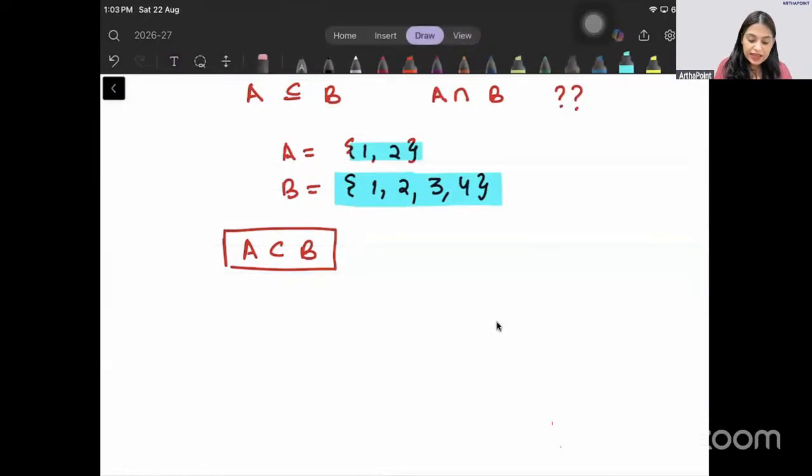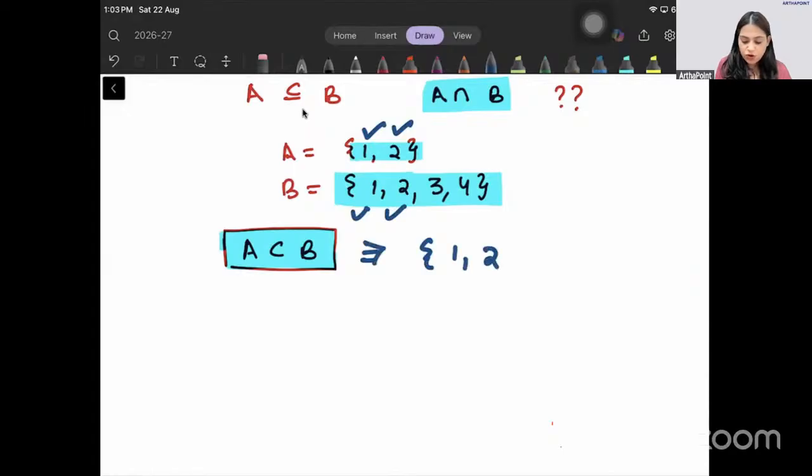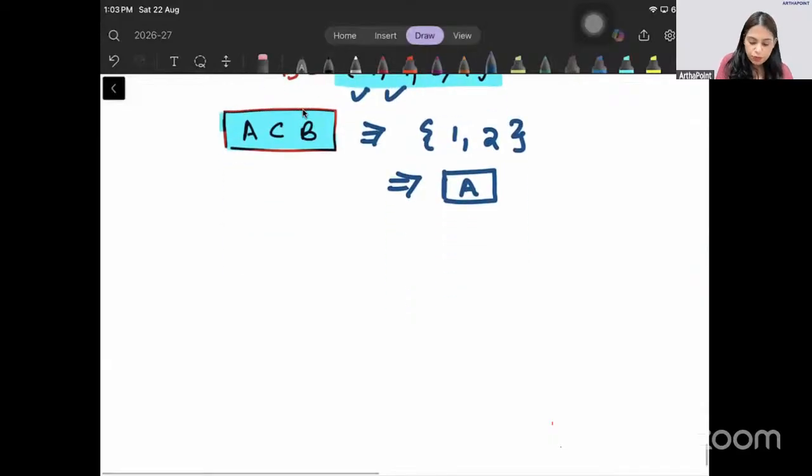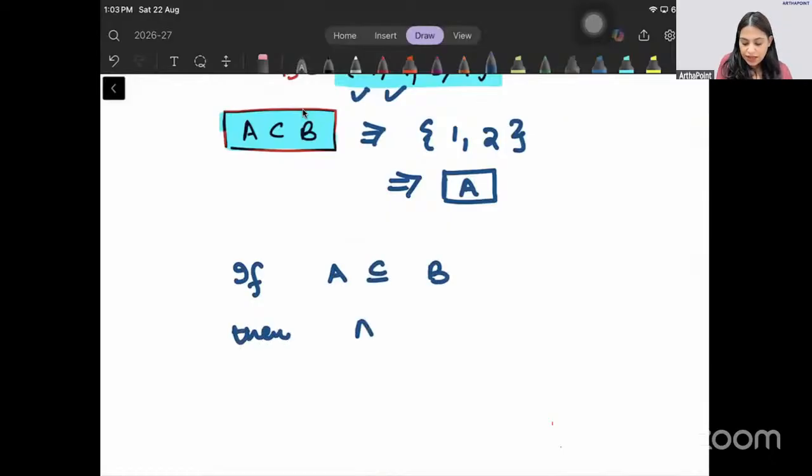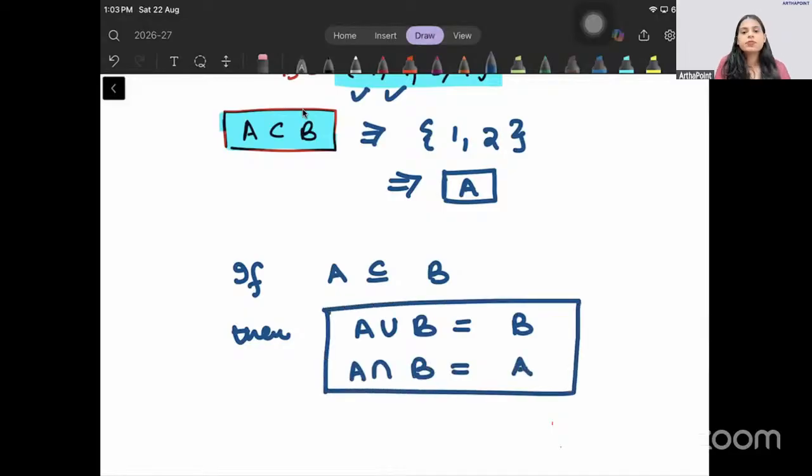So now when A is a subset of B, what can we say? What will be the intersection between A and B? A. You can see the common elements will be 1 and 2, so it will be A = {1, 2}. That means it will be nothing but A. So we have the property that if A is a subset of B, then A union B is B and A intersection B is A.